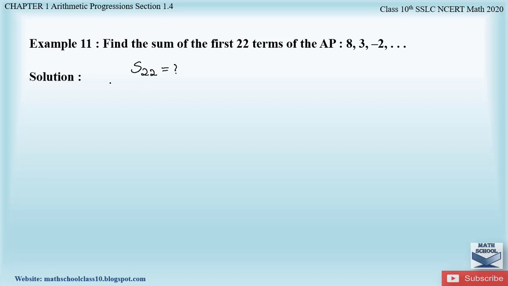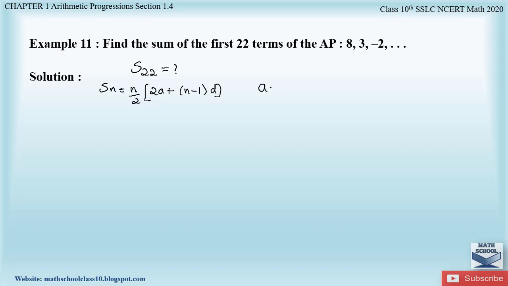So let us write down the formula for the sum of n terms of an AP, which is given by Sn is equal to n divided by 2 into 2a plus n minus 1 into d. The introduction and derivation of this formula I have explained in the previous video. If you have not watched that video, please find the link in the description box below or click the I button above. From the AP given here, we can find the a and d values.